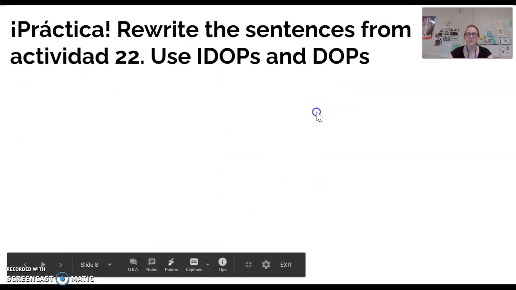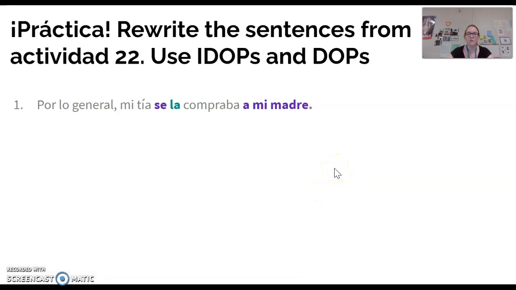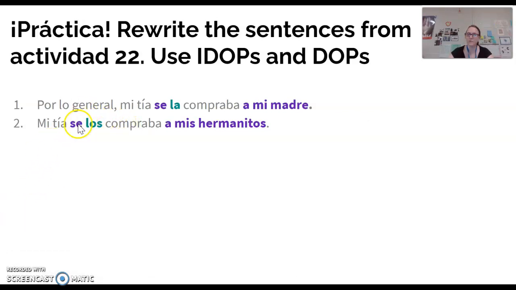Okay, let's see how we did. So por lo general, mi tía se la compraba a mi madre. So in general, my aunt would buy it for her. Okay. Mis tías se los compraba a mis hermanitos. My aunt would buy them for them. Mi tía me los compraba. My aunt would buy them for me.